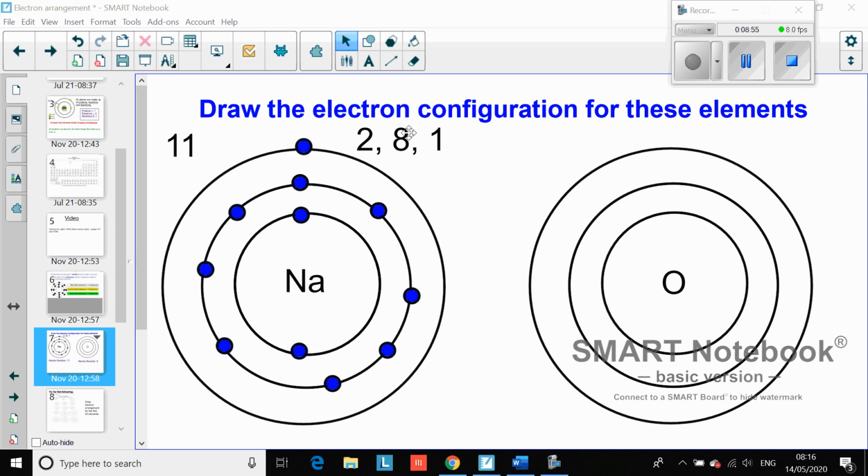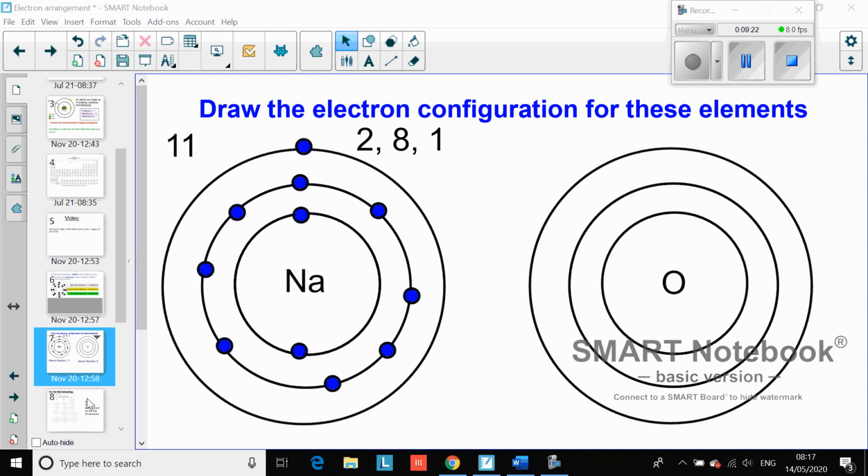Okay, so a couple of rules to remember. The first shell can have up to 2. The second shell can have up to 8. But once it's like that, it's full. And the third shell can also have up to 8. Okay, but remember, they don't have to. They've got to have the same number of electrons as the proton number. Okay, so that's your example. This one is oxygen. I'm going to leave you to do that one.